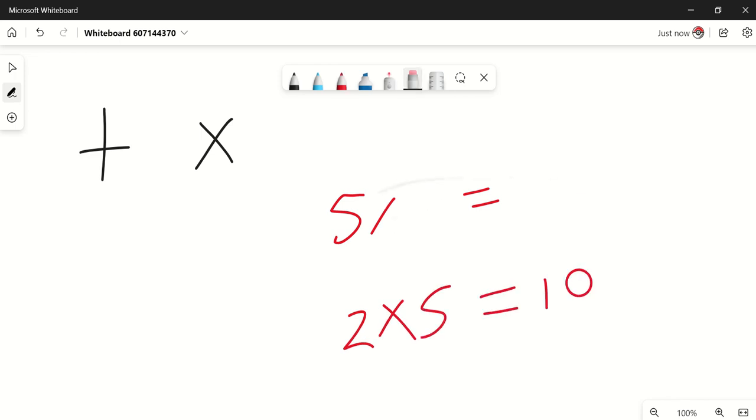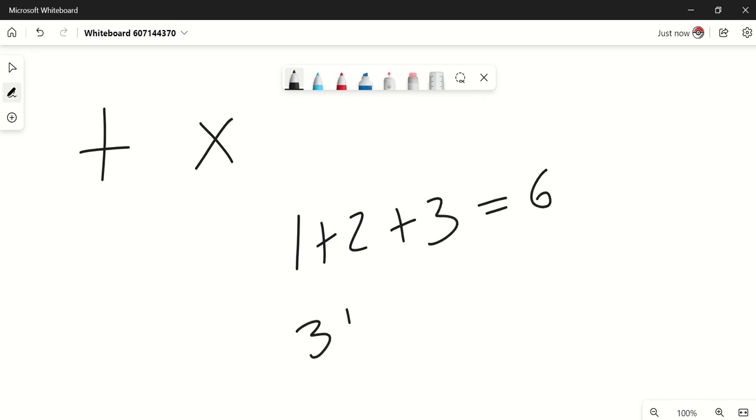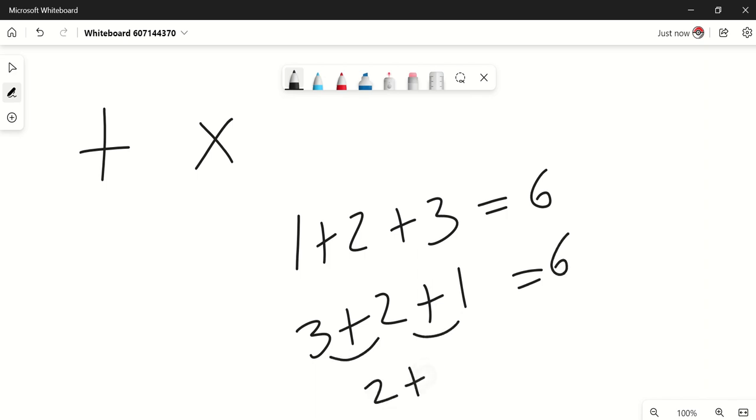This rule also applies for multiple numbers. It does not just have to be 2. So for example, 1 plus 2 plus 3. That will equal 6. 3 plus 2 plus 1 still equals 6. 3 plus 2 is 5, plus the 1 is 6. And say we did 2 plus 1 plus 3, that would still equal 6. The order in which we added these all up does not matter.